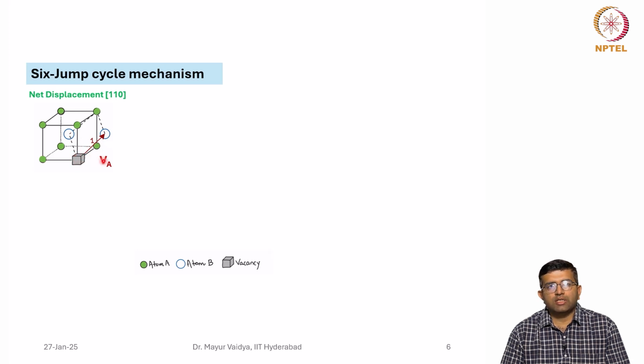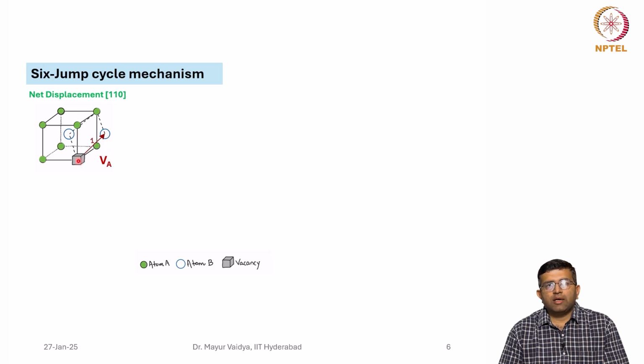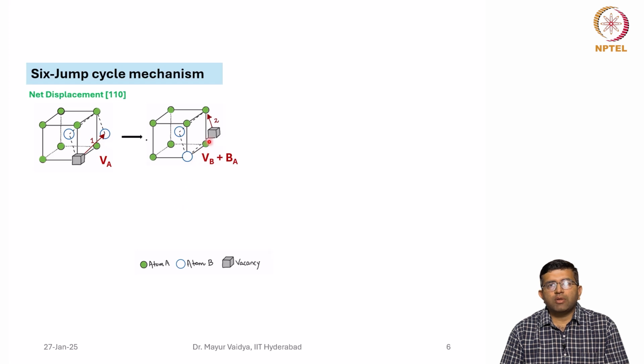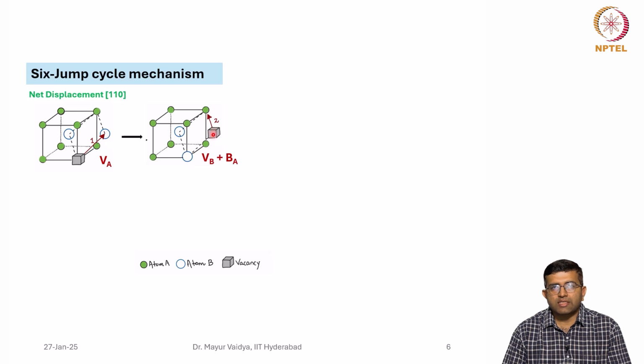So, here this is indicated as a VA. Now, this first jump sequence, let us say the first jump, as indicated by the number 1. The vacancy exchanges its position with this B atom here. So, what will happen? How will it look now? The B atom has now come here and the A atom has come here. So, the vacancy has come here.